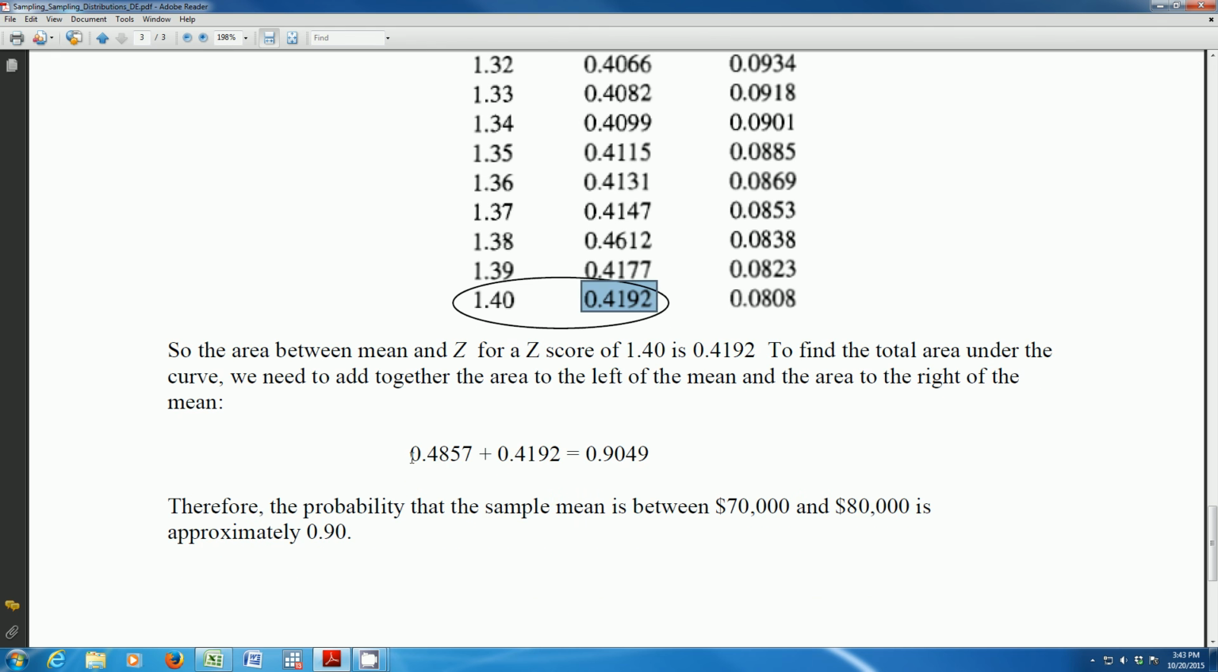We just have to add those two areas together. 0.4857 plus 0.4192 gives us a total of 0.9049, and that's the answer to our question. The probability of finding a sample mean between 70,000 and 80,000 is about 0.9, or a 90% chance. So it's quite high.